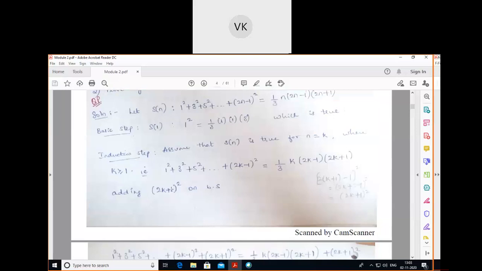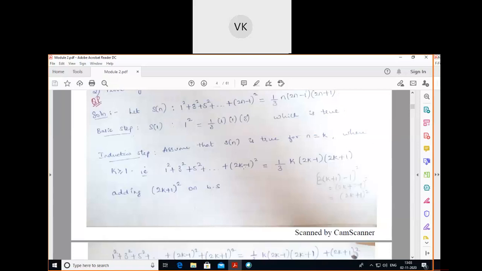How to add, you see here. The first example was different, now it is different here. Now the LHS has 2k minus 1 whole raised to 2. In place of k, you write k plus 1 and simplify the expression. What we have added at the LHS, the same we are going to add to the RHS here.